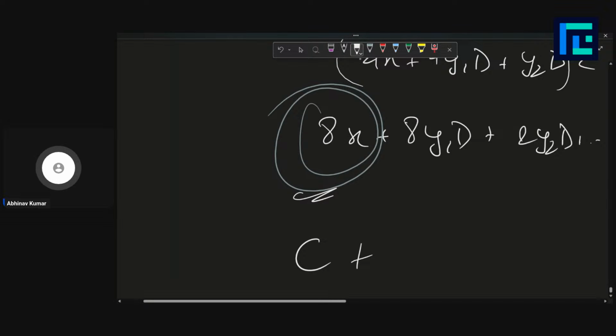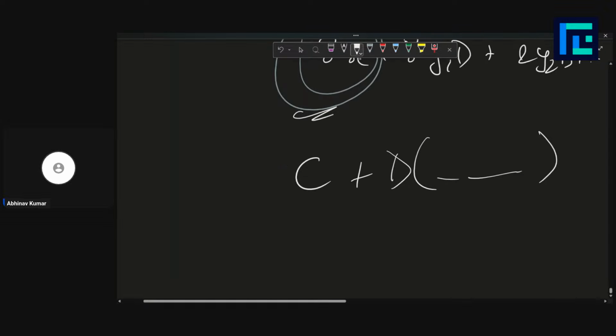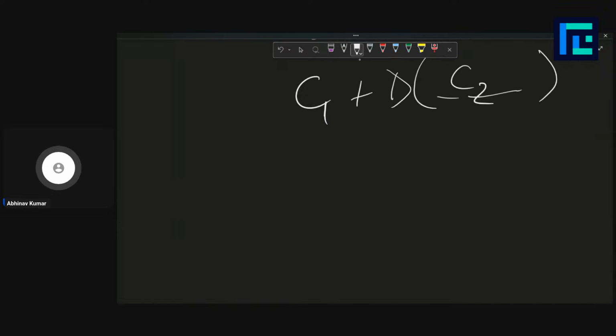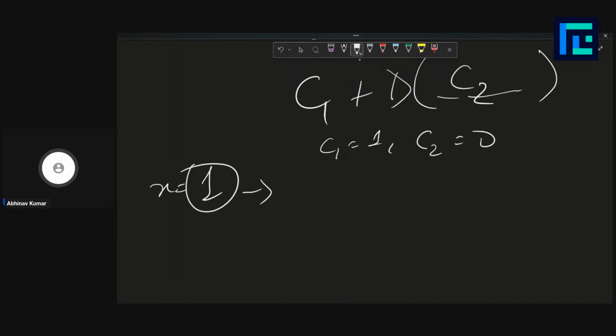This would be some constant value plus d multiplied by some coefficient of d. Let's say this constant is c1 and c2 is the coefficient of d. So what would be the values of these two constants, c1 and c2? If you start with x equal to 1, it can be represented as c1 equal to 1, c2 equal to 0. So 1 plus 0 times d.